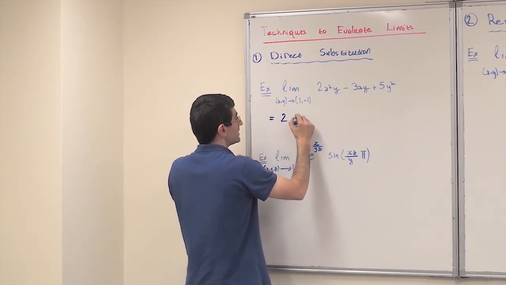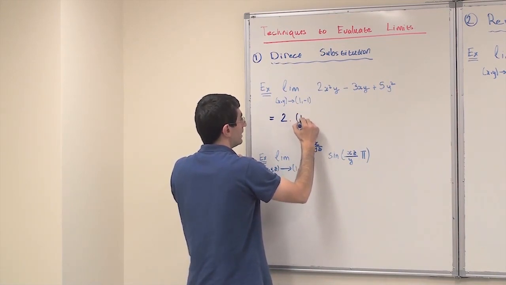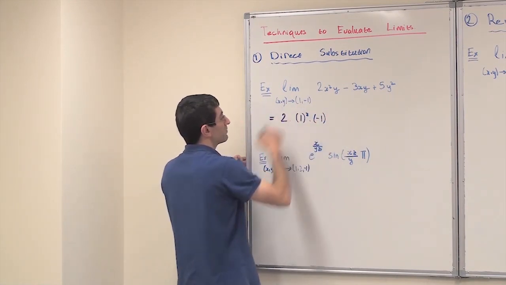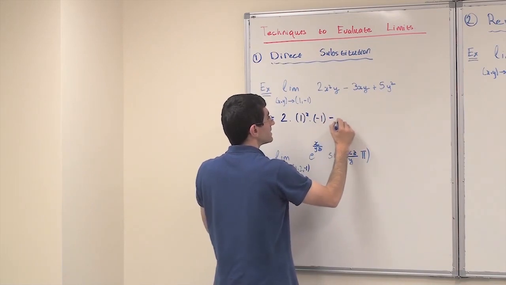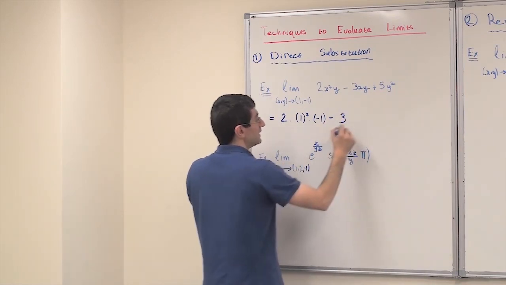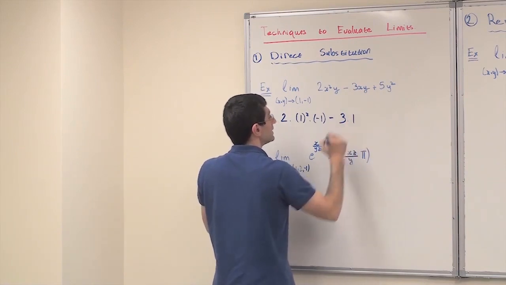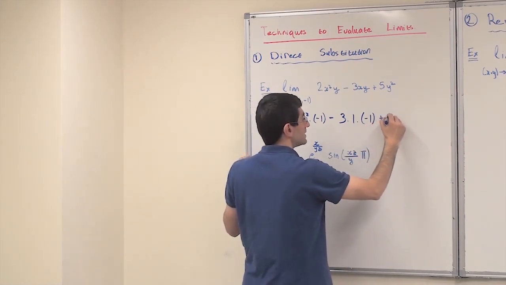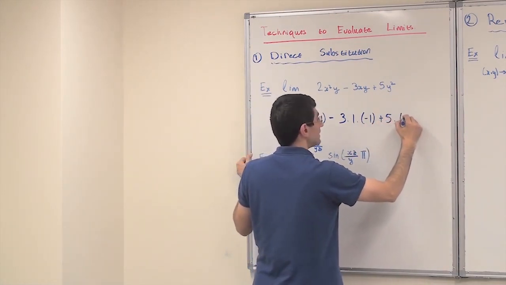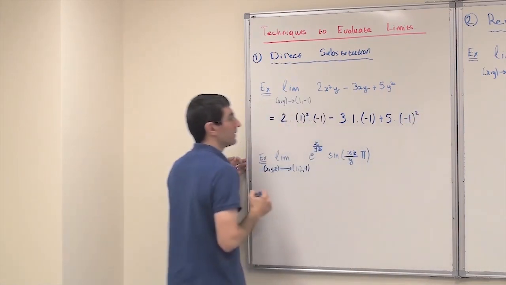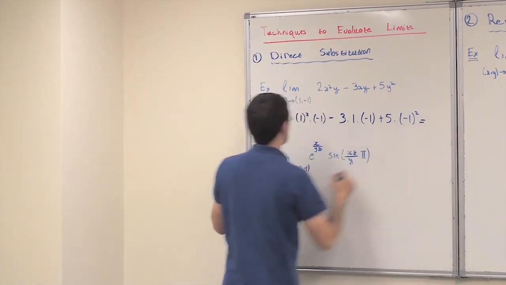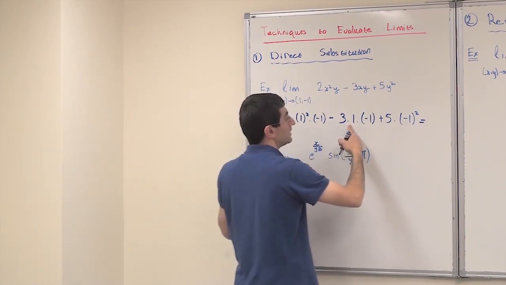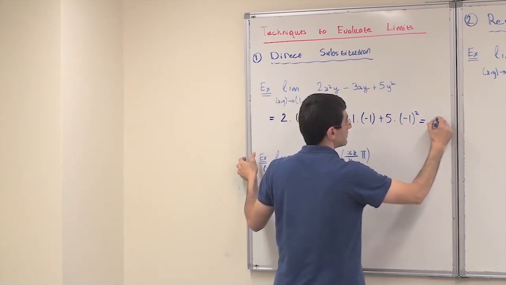So 2 times the limit of x squared, which is 1, times the limit of y as y approaches -1, which is -1, minus the constant 3 times x times y, and then plus 5 times y squared. Now, if we simplify this, we have here -2 plus 3, which is 1, and plus 5, which is 6.